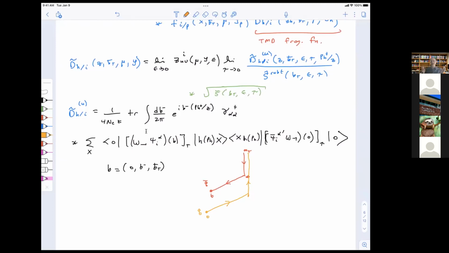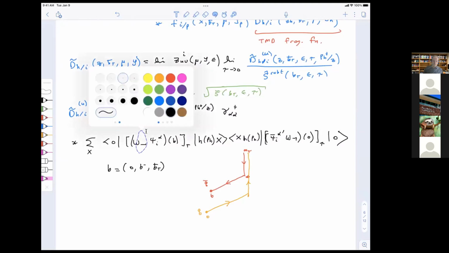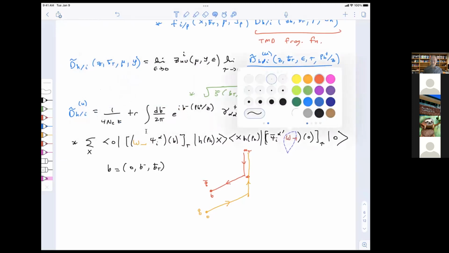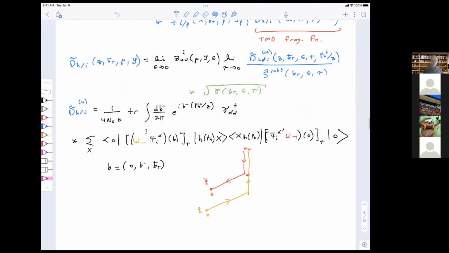So I've broken my transverse link into a piece that goes to infinity that's yellow and a piece that comes back from infinity that's red. If I were literally to multiply these two together, I would get back the staple. But I needed to divide the staple in half in some way to put half of it over here and half of it over there. And that's what I've done in this formula. So let's put the yellow half here, and let's put the red half over here.